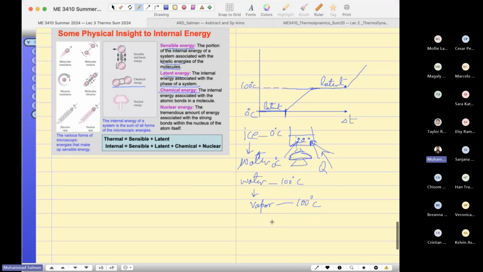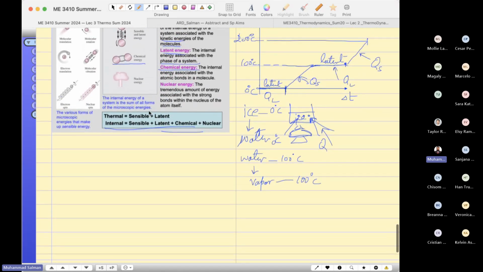Now you keep on supplying the heat. The vapor temperature will rise. Suppose this is vapor at 200 celsius. So this is sensible heat, Q sensible. This is latent heat, Q sub L. These are the things which you will learn more in detail when we see the slides. Okay, let's go to the next line.